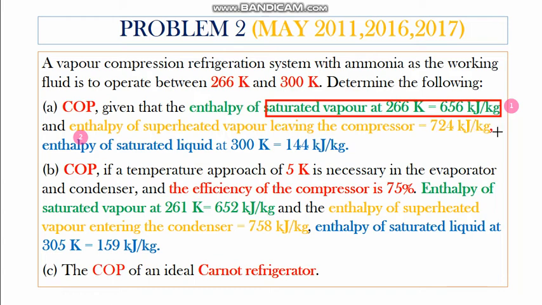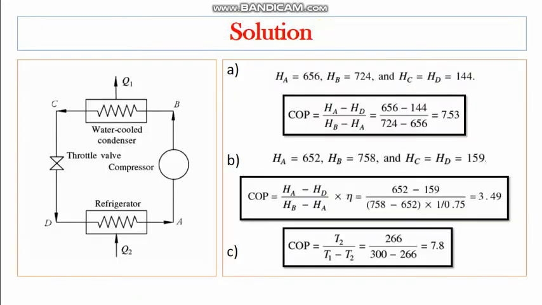So that is HB. Okay, and enthalpy of saturated liquid is nothing but HC. So see, I have written it like 3. Okay, we have HA, HB, and HC. So these are the data given in the question, your first question. HA is given, HB is given, HC is given, which is also equal to HD.